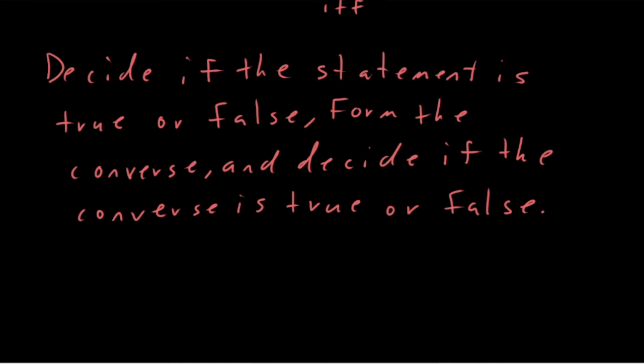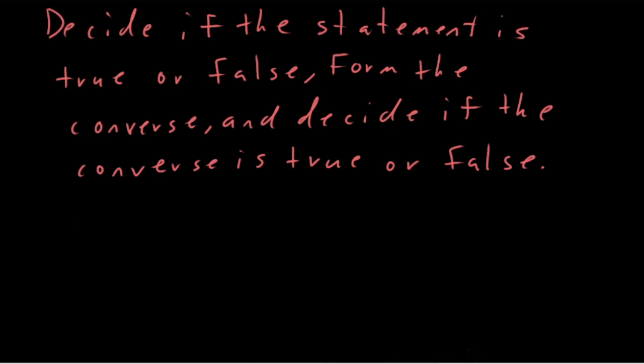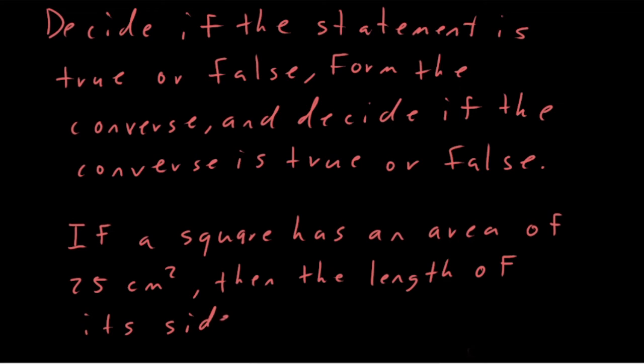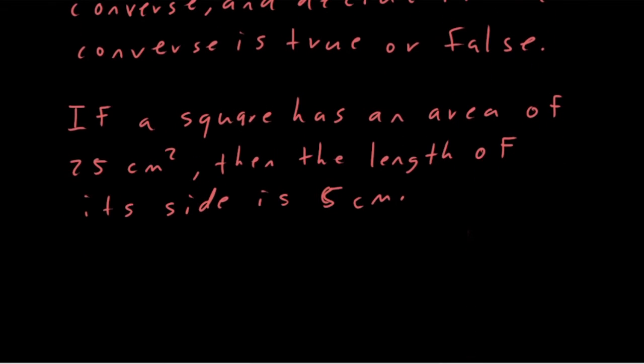Okay, so here's the statement that we're going to be looking at. If a square has an area of 25 centimeters squared, then the length of its side is 5 centimeters. Okay, so we have our square, right?